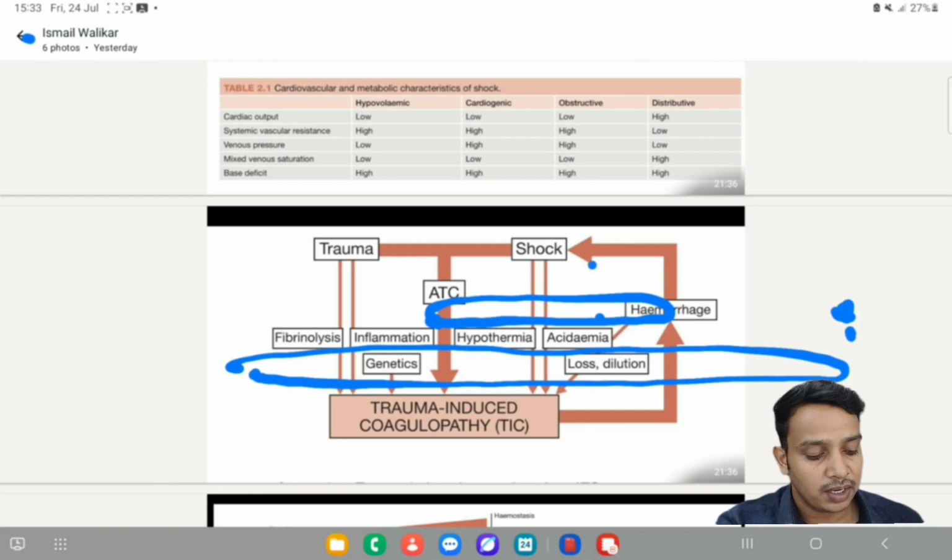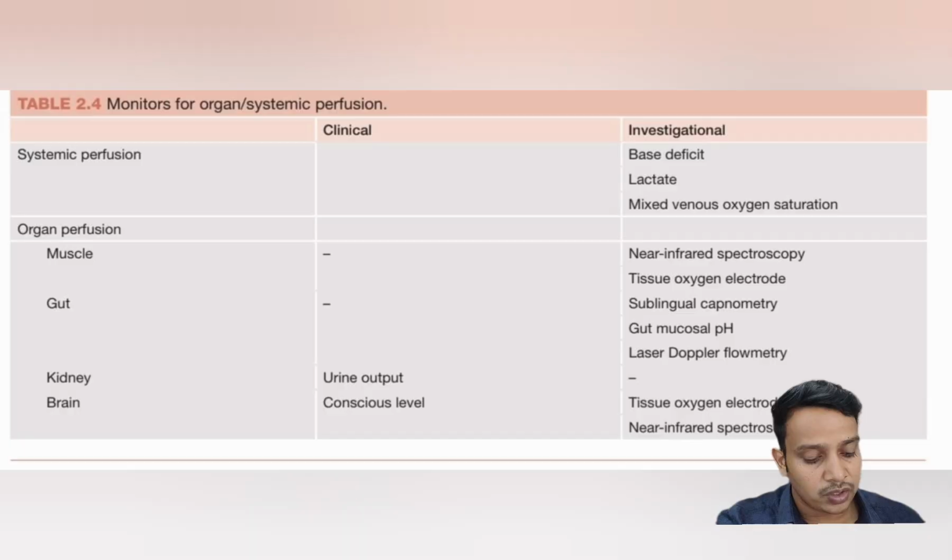There are also tables given in Bailey and Love on how to monitor the various systems. First is systemic or organ perfusion measurement, by base deficit, lactate, and also mixed venous oxygen saturation. This is the systemic perfusion measurement. And how do we measure organ perfusion, such as muscle? It is measured by near infrared spectroscopy or tissue oxygen electrodes. And gut perfusion is measured by sublingual capnometry or gut mucosal pH and also laser Doppler flowmetry.